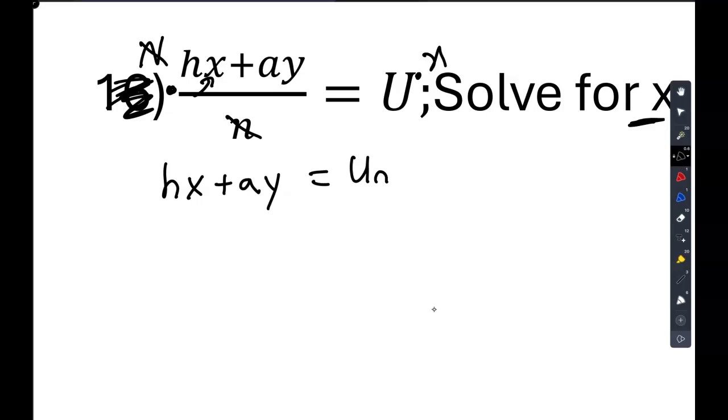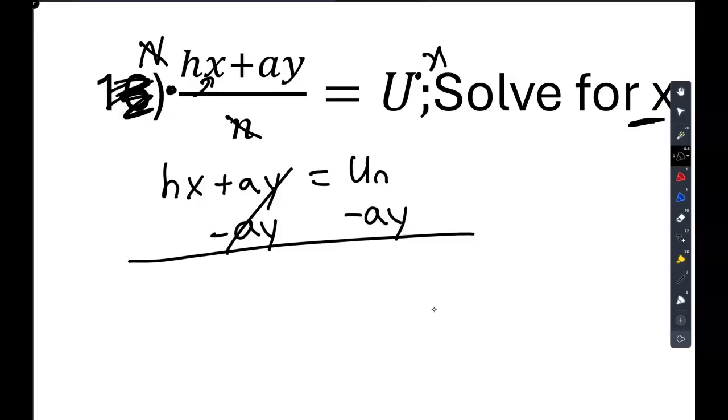We're still solving for x. So before we deal with the h, we're going to deal with this ay. Instead of adding ay, we're going to subtract ay on both sides. Okay, the ay's go away. You're going to bring down the hx. It's going to be equal to un minus ay.